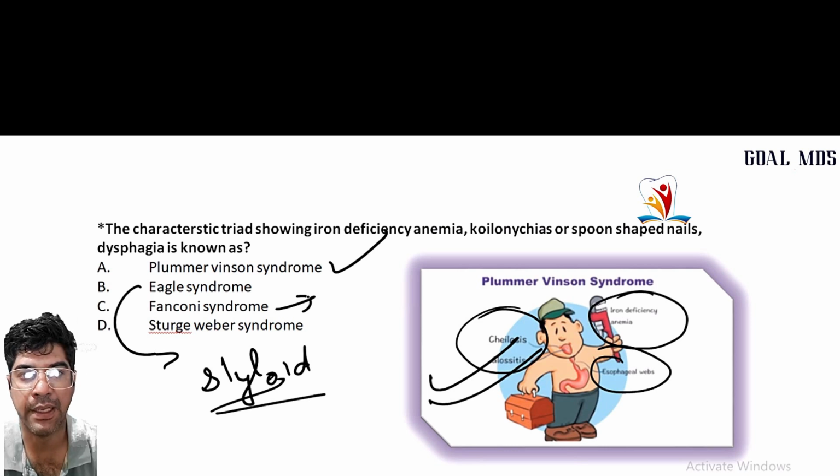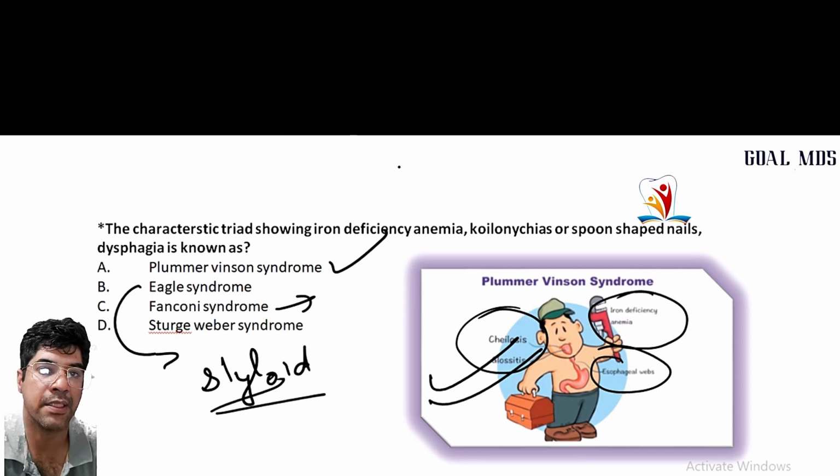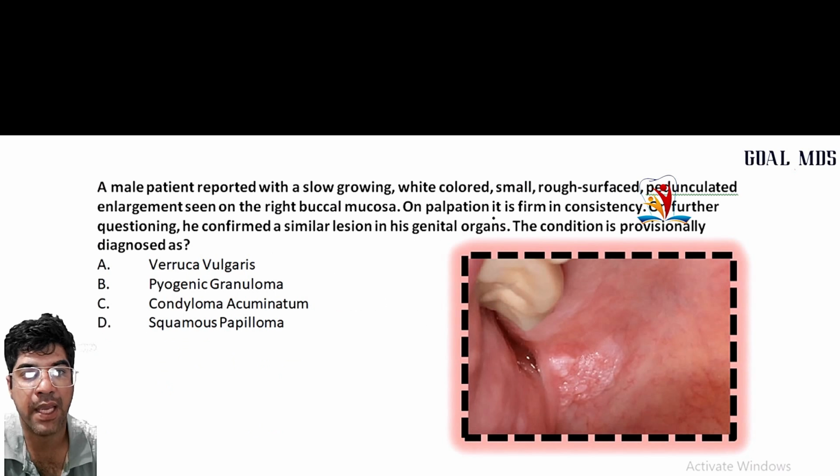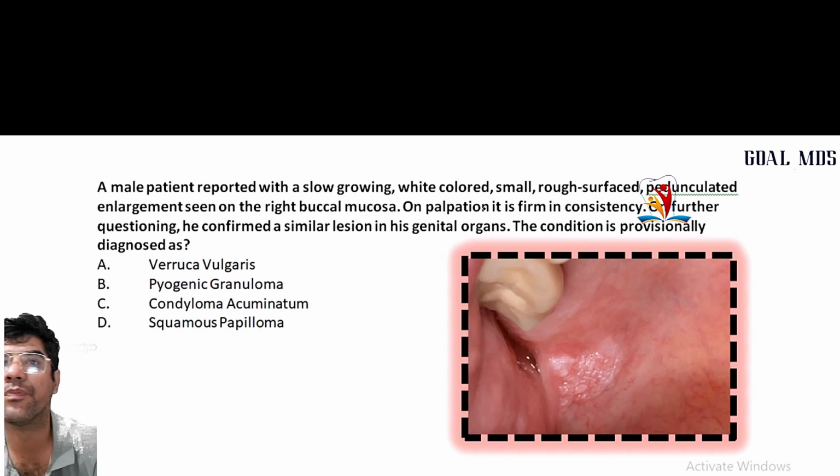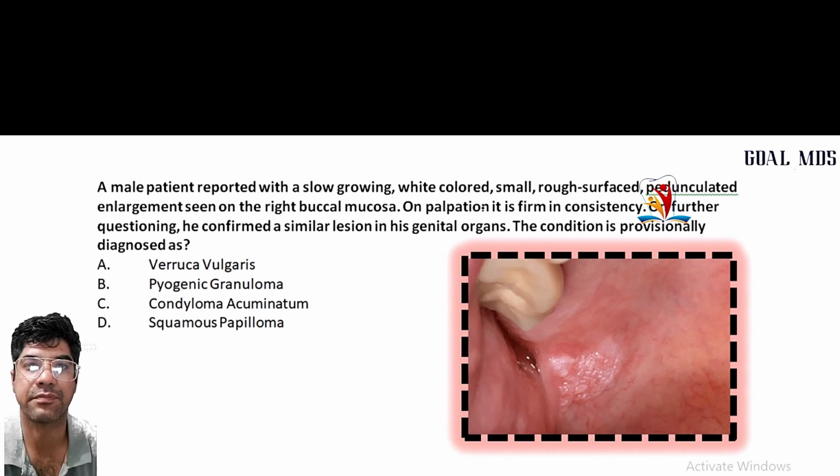Sturge-Weber syndrome, it is a congenital disorder characterized by facial birthmarks that are the port wine stains. Again, that's not the correct answer, so your answer will be Plummer-Vinson syndrome. Moving to the next question.